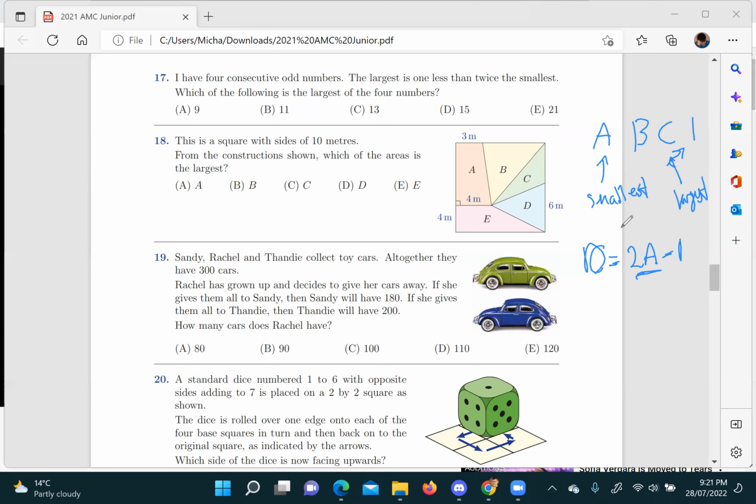You think it's C? Question 17, yeah. Okay, so this question can be checked. If it's C, if it's the largest, the odd numbers have to be like that, right? And then this is 2 times 7 minus 1. Which it is, yeah? Okay, so can you type 17C? 7. So it's C. Okay, let's do 18.